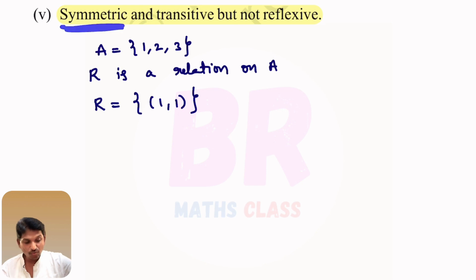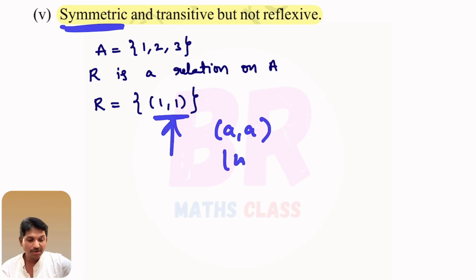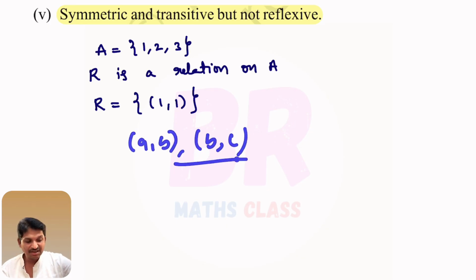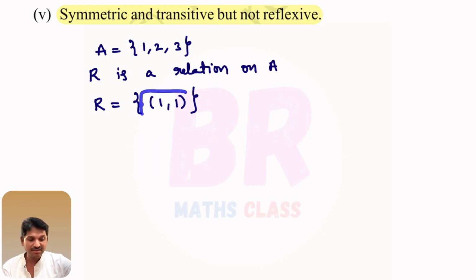Okay. Symmetric, 1 comma 1. Yes, for 1 comma 1, the reverse ordered pair is 1 comma 1. This type of elements, A comma A, B comma B, C comma C, always satisfy the symmetric condition. Transitive: for A comma B, B comma C, it doesn't exist, or else it is 1 comma 1, 1 comma 1 only. This type of elements always satisfies the transitive condition also. So this relation is not reflexive, this relation is symmetric, this relation is transitive. I want you to write the notes neatly.